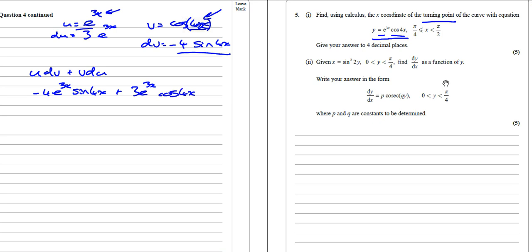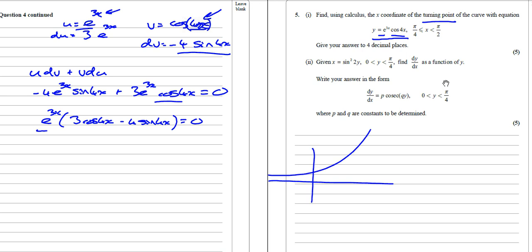Now if we're going to find the turning point, we're going to set that equal to 0. And then what we can do is factorize out e to the 3x. So if we do that, e to the 3x, we take this bit first of all, that's going to be 3 cos 4x. Then minus 4 sine 4x equals 0. Now if you're going to have two things multiplying together to make 0, e to the 3x can never be 0, because remember e to the 3x is just a graph that looks like that, and it never actually equals 0 because the x-axis is an asymptote.